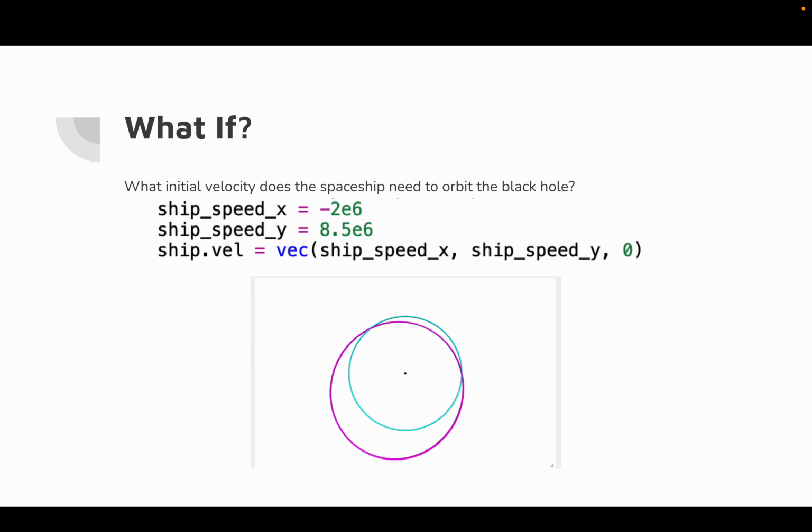Lastly, what initial velocity does the spaceship need to orbit the black hole? Through trial and error again, this initial velocity gives us this computational model, which demonstrates the spaceship orbiting the black hole.